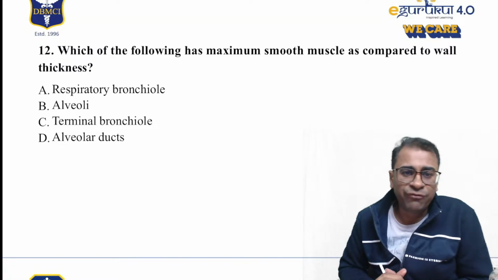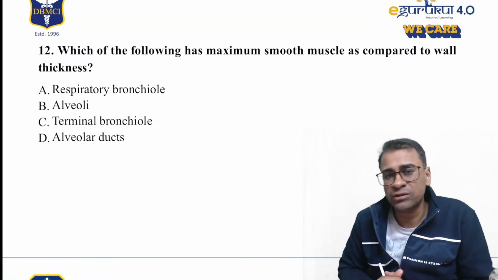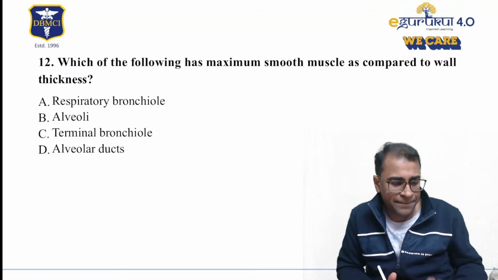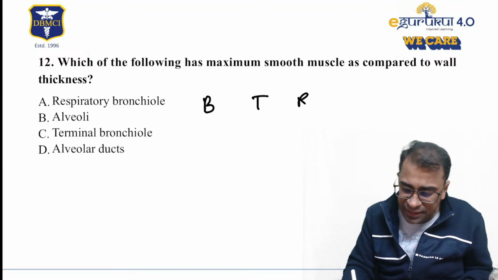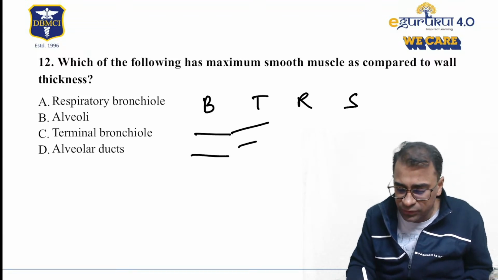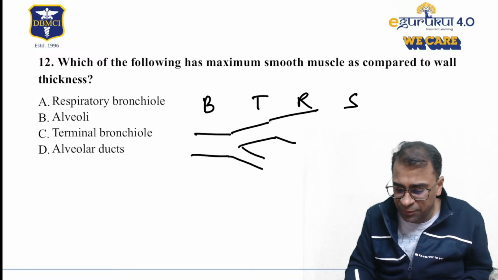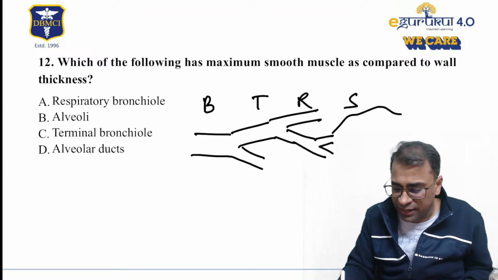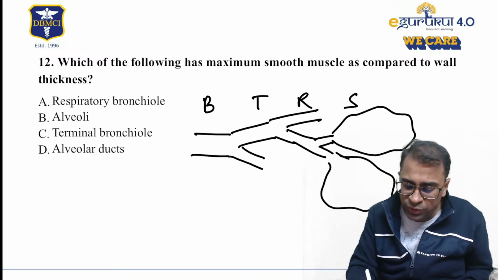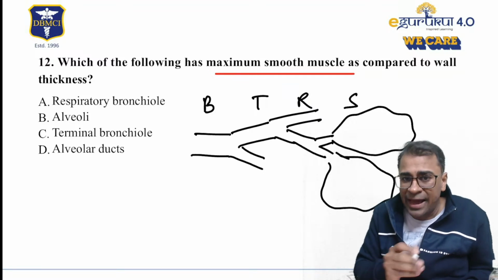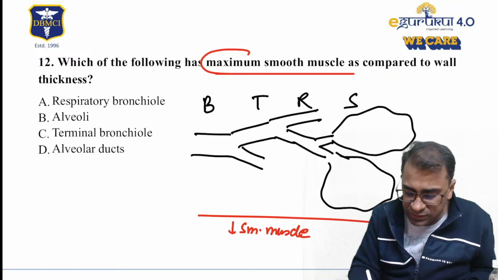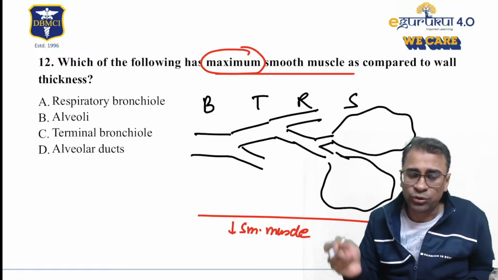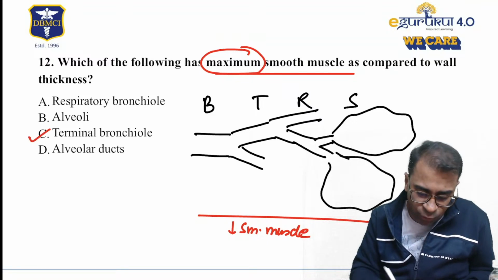Okay, all of you, which of the following has maximum smooth muscle as compared to the wall thickness? Maximum smooth muscle. Tell me, what will it be? Yes, look. The simple sequence is B, then T, then R, and then S. That means the bronchiole, terminal bronchiole will then open into respiratory bronchiole, which will then open via the duct into the sac. So now the question is, which of them has maximum smooth muscle? To remember, as you go from the bronchioles to respiratory, there is a decrease in smooth muscle.